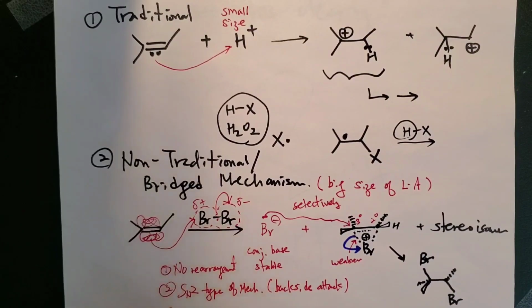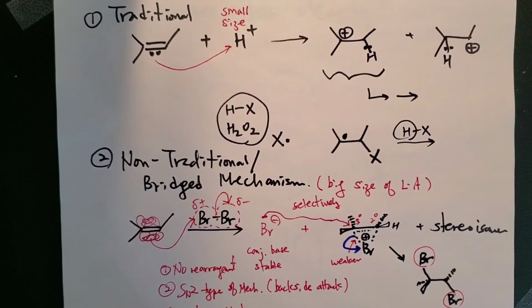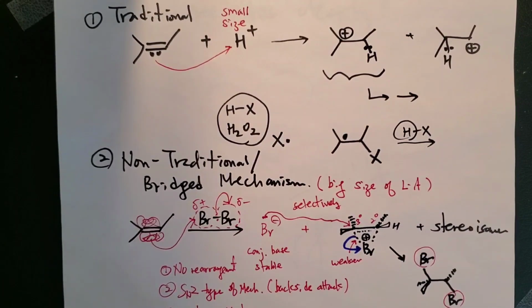Third, we always check the stereochemistry. So as you can see, two bromines are located in the anti position. So this is anti-addition. So please be careful. When you say anti-addition, we don't mean anti-Markovnikov addition, right? This is the geometry we refer to.